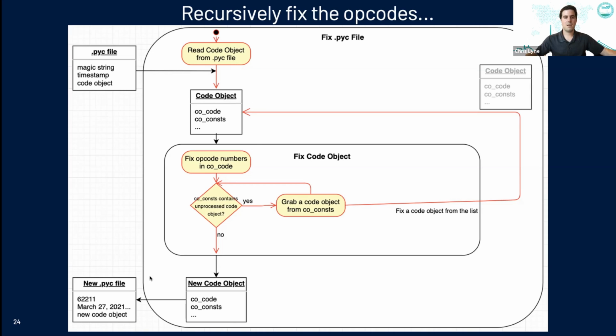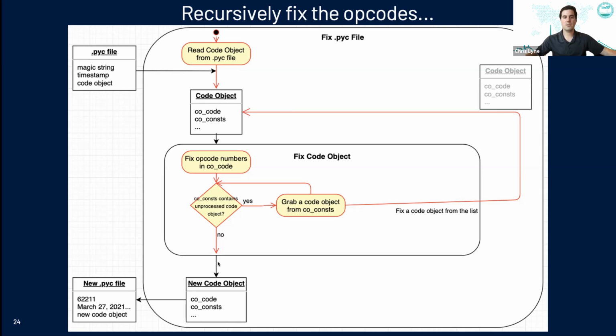And then there's a main function that I implemented for fixing code objects. So when the code object comes in, that raw bytecode in the code field is remapped, like we saw before. And then we also saw that the constants tuple can contain nested bytecode. So if there are more code objects in the constants tuple, we'll loop through those, pull out a code object, and then call this routine again. So that's where the recursion comes in.